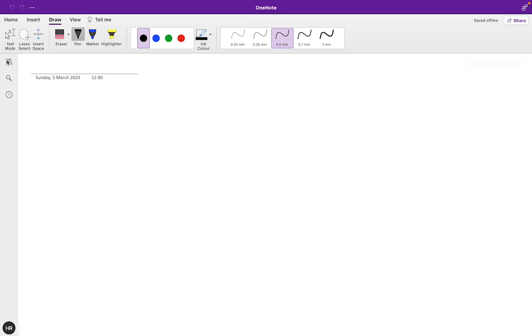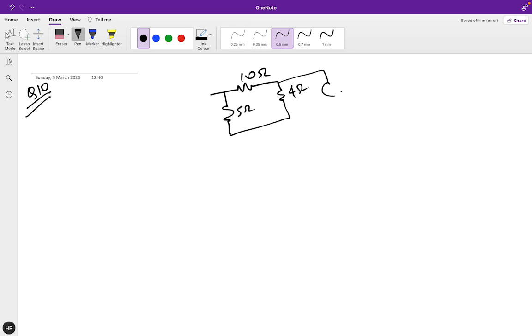Now, question number 10. It's a very simple question, not a tough one. It's 10 ohm, this is 5 ohm, this particular branch is 4 ohm, this is 5 ampere current, and this is 4 ampere current. In the circuit shown in the given figure, you need to find the power dissipated in the 5 ohm resistor, how much power it will absorb.